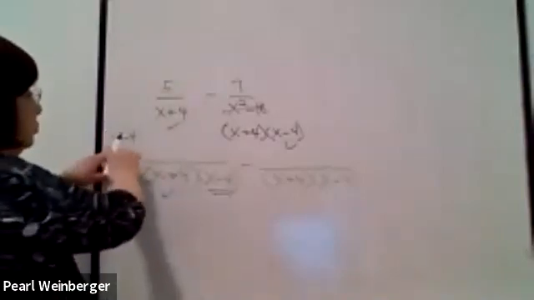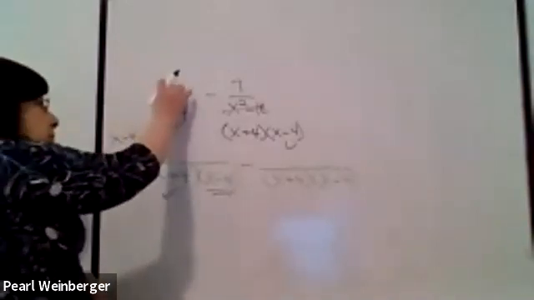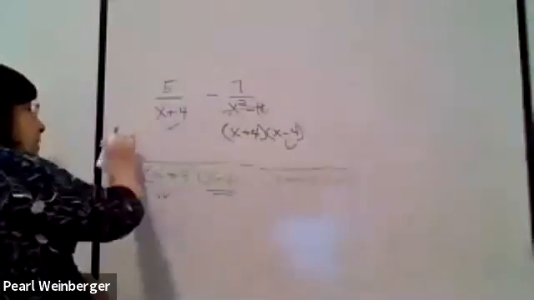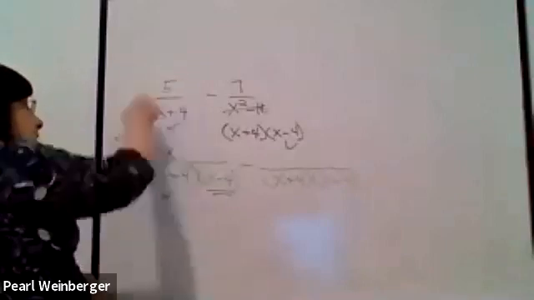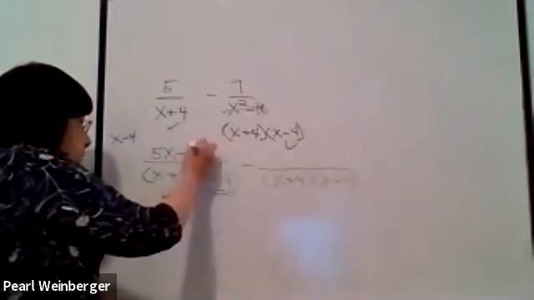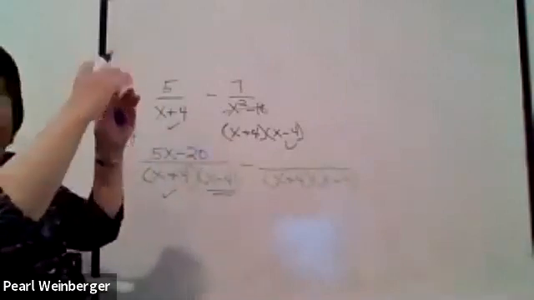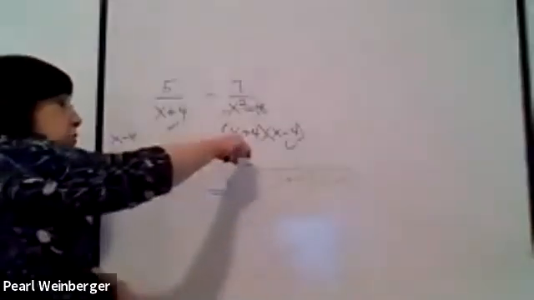I could either put it in parentheses or just multiply. But if I'm multiplying, don't forget to use the distributive property. 5 times x is 5x. 5 times negative 4 is negative 20. You could write it as 5 times the quantity x minus 4, or you could multiply it out, because in the end you don't want those parentheses.